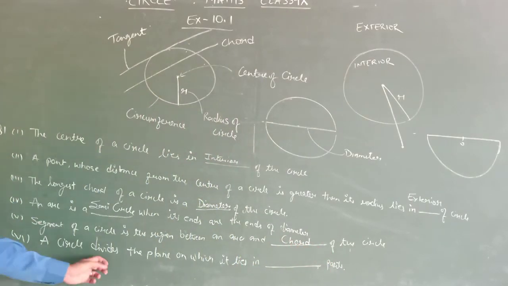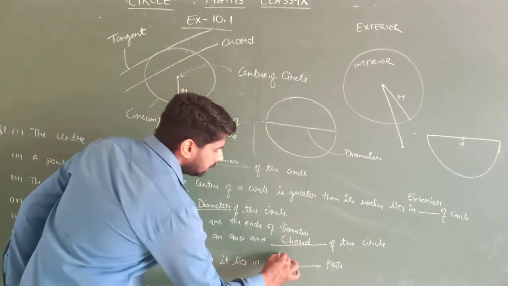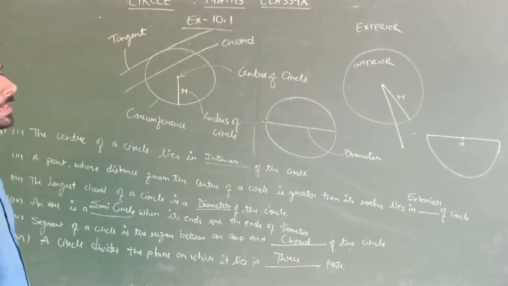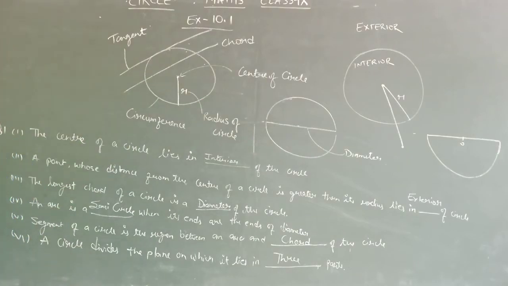A circle divides the plane on which it lies. जिस plane पर ये lie करता है उसे कितने parts में? 3 parts में. 3 parts में डिवाइड करता है. एक सेंटर हो गया, एक इंटीरियर हो गया, एक एक्सटीरियर. So it has 3 parts.